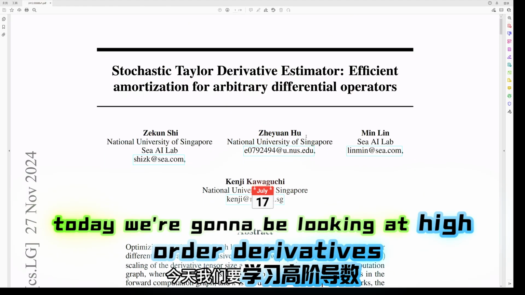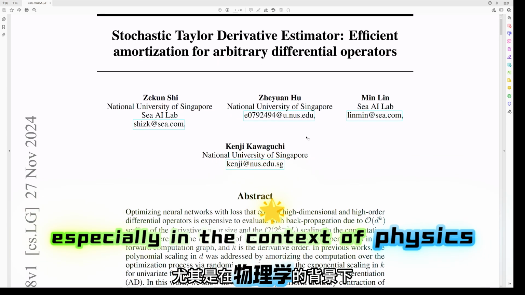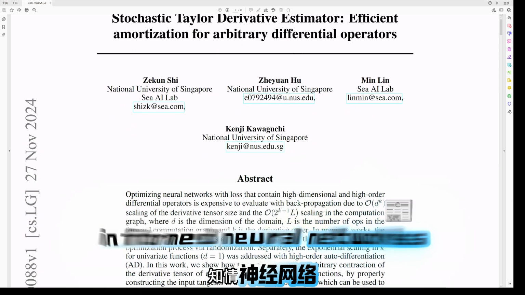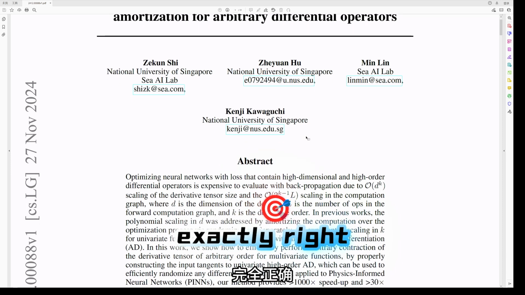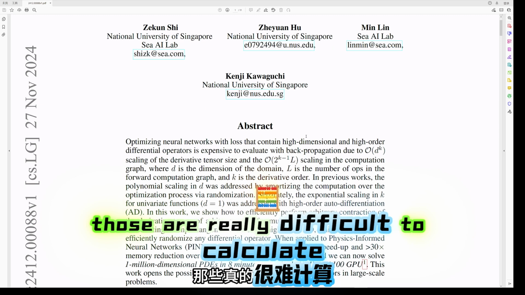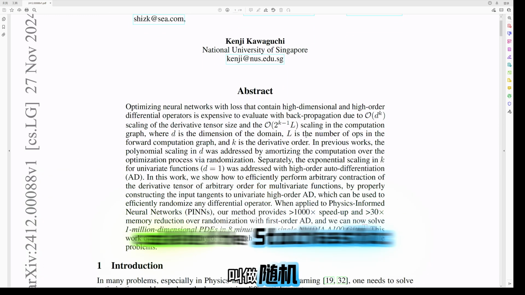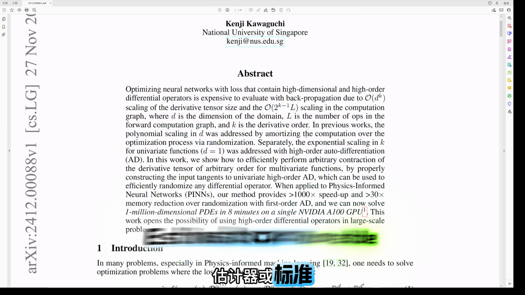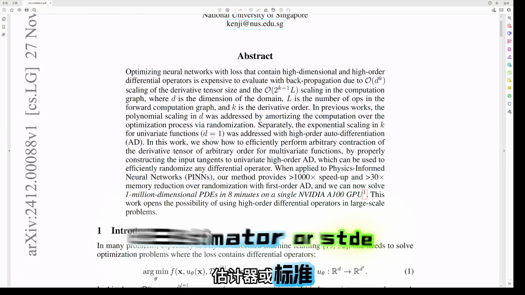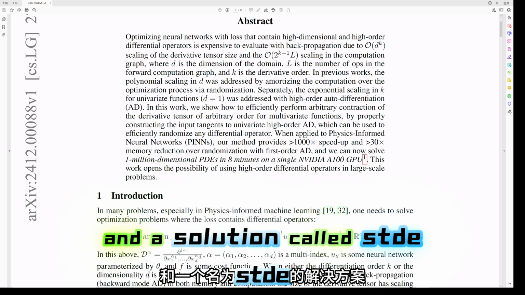Today, we're going to be looking at high-order derivatives, especially in the context of physics-informed neural networks, PINNs. High-order derivatives are really difficult to calculate. Luckily, we have a new method that's come out called the Stochastic Taylor Derivative Estimator, or STDE. So we're talking about PINNs and high-order derivatives and a solution called STDE.